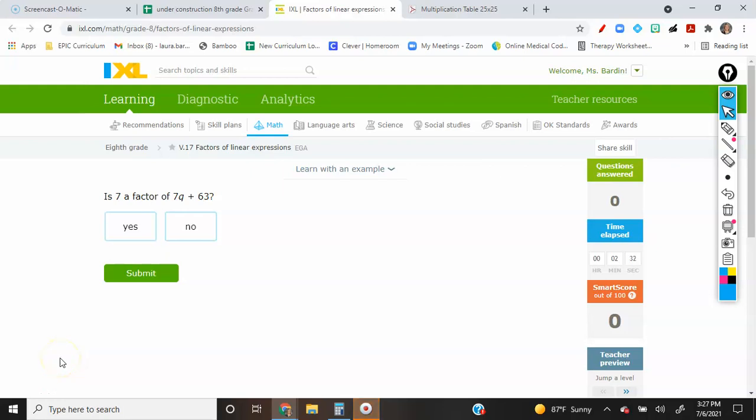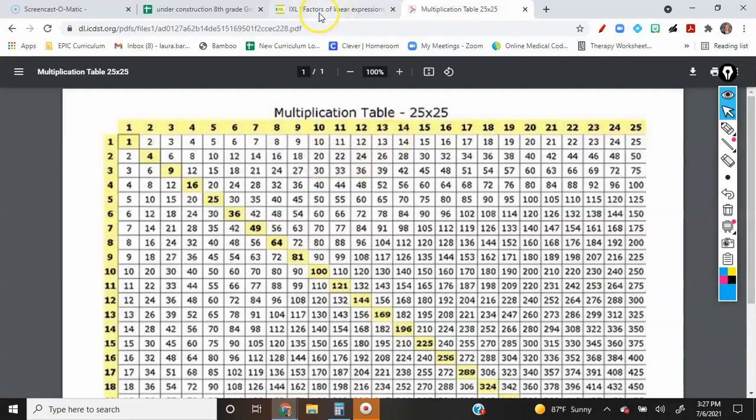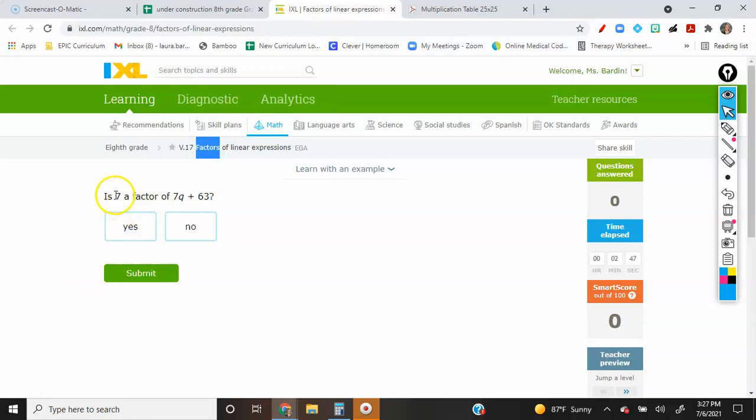Hi, 8th grade. Let's go ahead and jump into V17, factors of linear expressions. So let's take a look at this word, factors. Math facts are your multiplication table. Factors means, is 7 a factor of 7? And is 7 a factor of 63? Is 7 divisible? Is something multiplied by itself in order to get that answer?